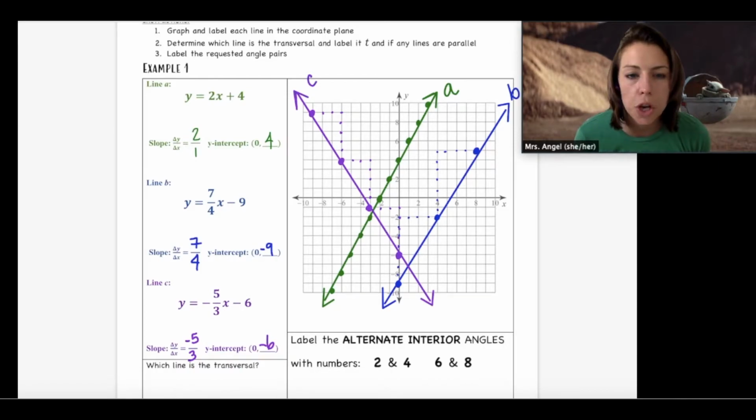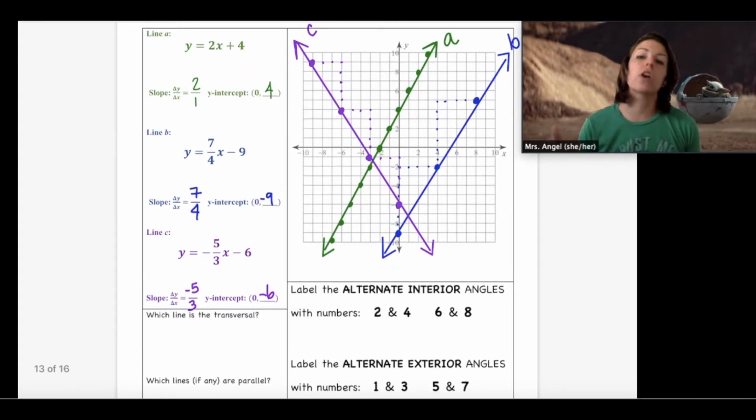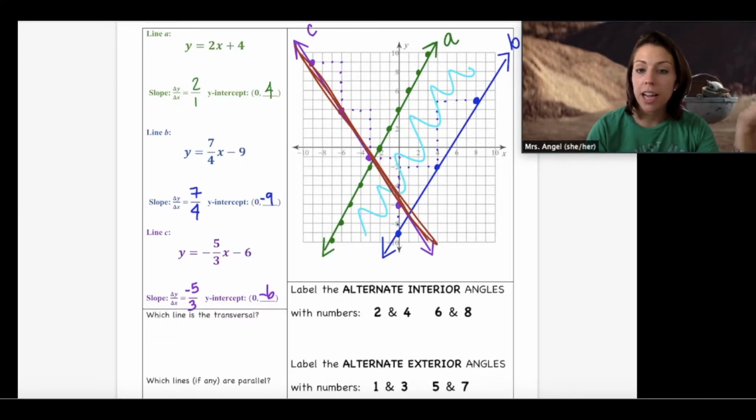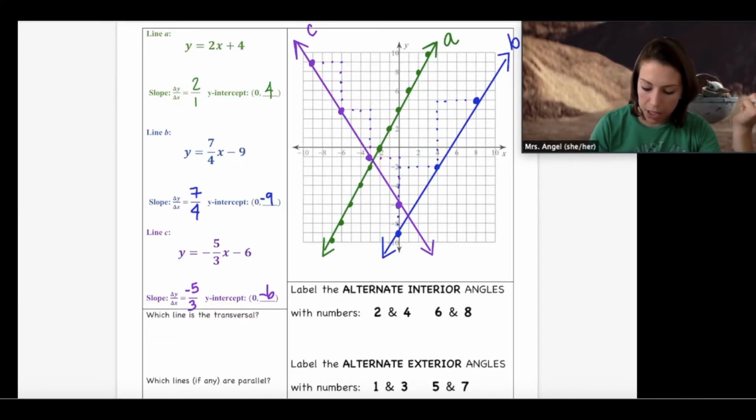Step 2, determine which line is the transversal and label it T, and if any lines are parallel. Well, let's see. A transversal is the line that cuts through two other lines. It's the bridge that goes through the river. From what I can tell, here's our river, which means our bridge is right here in line C. I'm going to go ahead and label that our transversal.